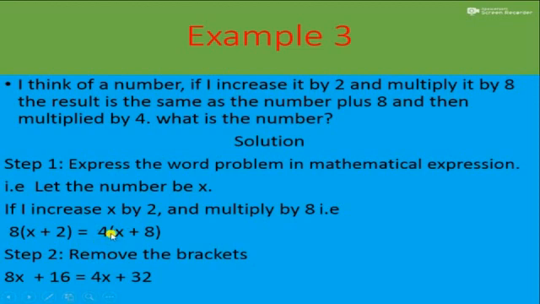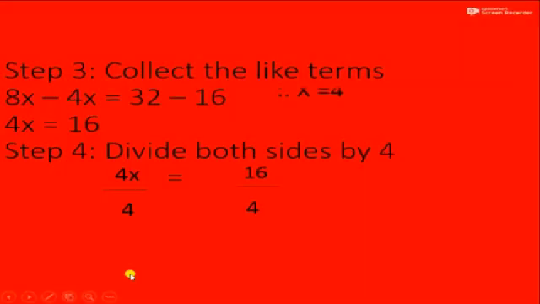We have 4 times x in the second bracket, which gives us 4x. Then 4 times plus 8, the second bracket, will give us 32. Now, step 3, we are going to collect the like terms.